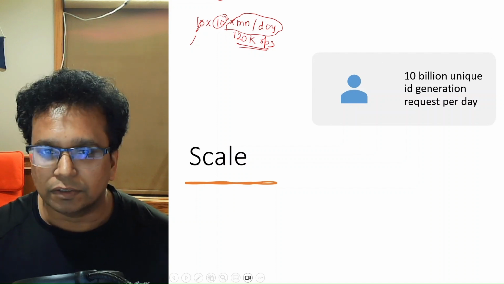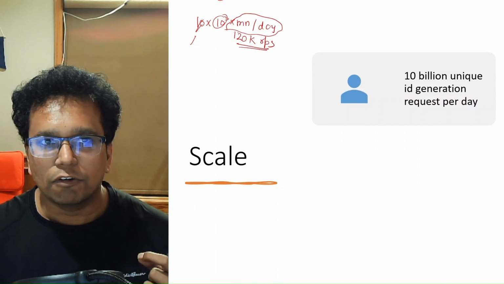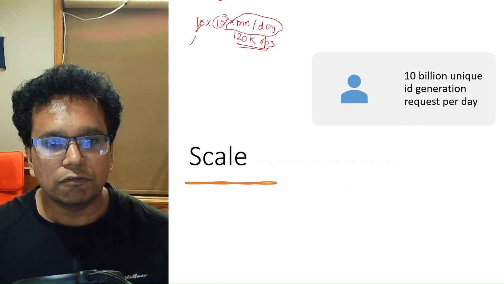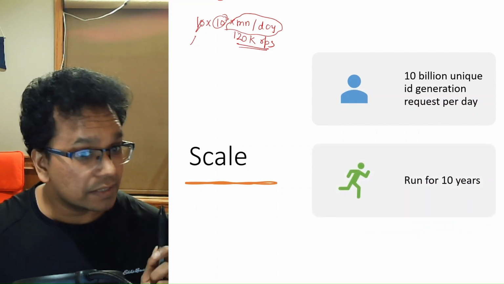As we discussed earlier, our system should be able to generate globally unique IDs for the entire lifespan of the system. So the next question should be, what is the lifespan of the system? And the answer is 10 years.